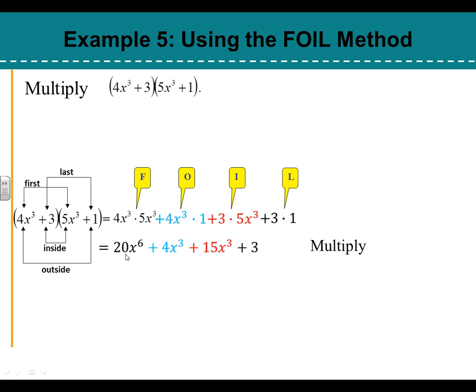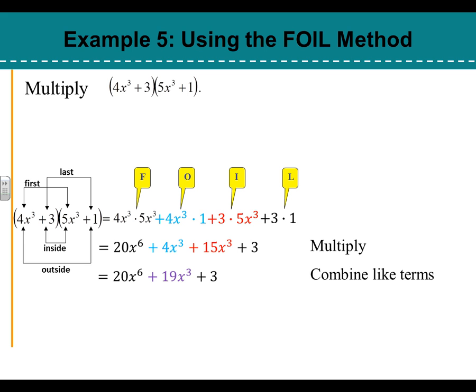That gives us 20x to the 6, because we add the exponents. We talked about that in the last lesson. Then anything times 1, 4x cubed, 3 times 5, 15x cubed, and then 3 times 1. And then you combine your like terms, which is why I put them in a different color so that you can see the blue and the red are actually like terms, and they will combine to give you 19x cubed.